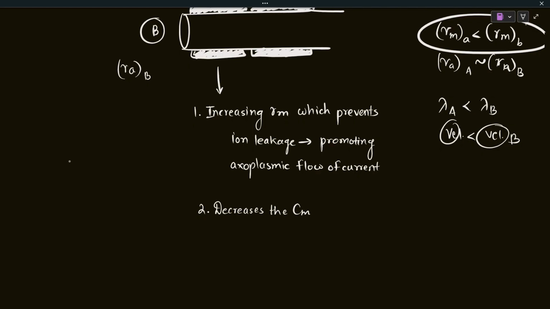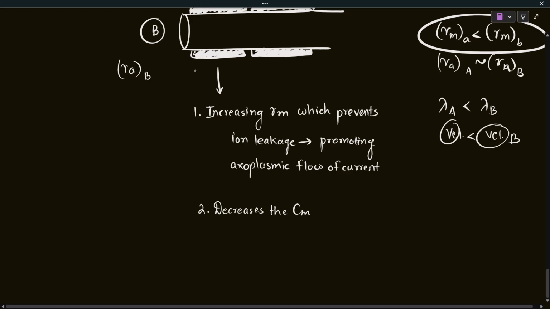So due to this, in the equivalent circuit model, I forgot to tell you one formula about the time constant. It is equal to Rm, the resistance of the membrane, times Cm, the capacitance of the membrane. So the capacitance of the membrane is decreased in this case. So this reduces the time constant, and due to the time constant reduction, the speed of depolarization increases.